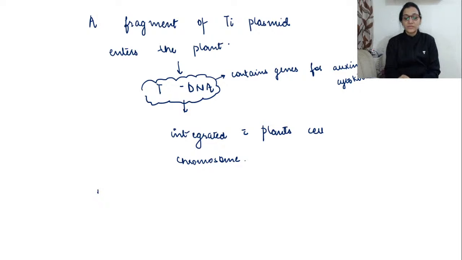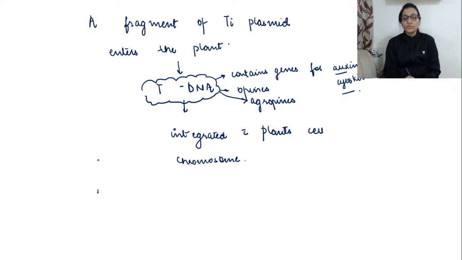Thank you, dear. So tDNA contains the genes for auxins and cytokinin, and it also contains genes for opines. These opines are amino acid derivatives, and agropines are sugar derivatives. So opines and agropines are the two things, other than the genes for auxin and cytokinin, which tDNA actually carries.